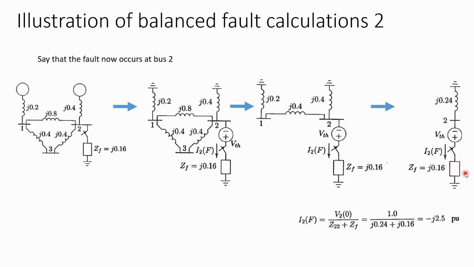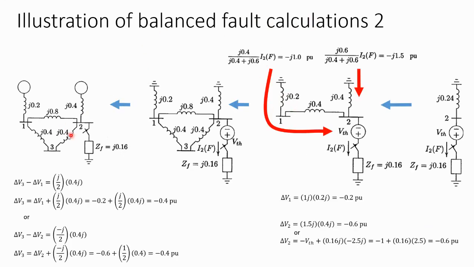And with that, we can simply determine the value of I2F by taking VTH dividing by the total impedance of the network. And I will obtain negative 2.5J for I2F. And notice that the negative value is due to the division by the J value over here. So just now I worked my way from this bigger network into this smaller network and obtained I2F.